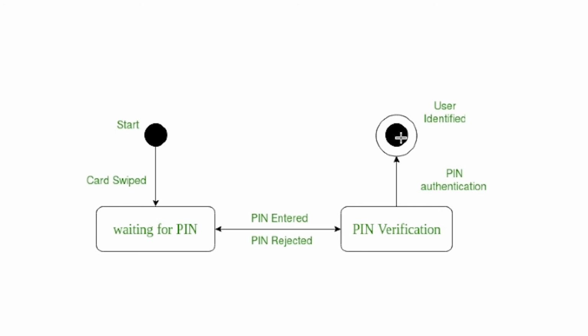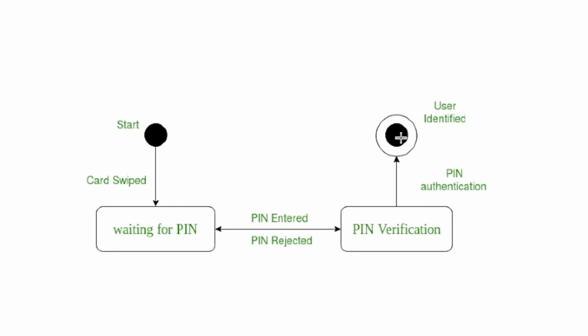So in state diagrams, we start with the start, which is usually represented as a filled in dot. And then we have a transition between start and waiting for PIN. So waiting for PIN is a type of state. So we're transitioning from start to state. And that transition is reflected as a card swipe. So you can actually name the different types of transitions.